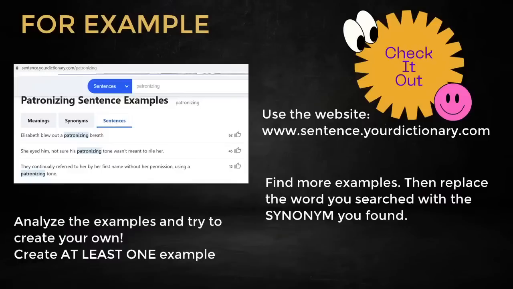Quality. So maybe you need two more examples to really help you grasp the idea, okay? So here's a recommendation for how you're going to do it. You're going to use the website sentence.yourdictionary.com. I use this. There's no sponsorship here. I'm just giving you a recommendation of a website I like using. Okay, I don't gain anything from this.